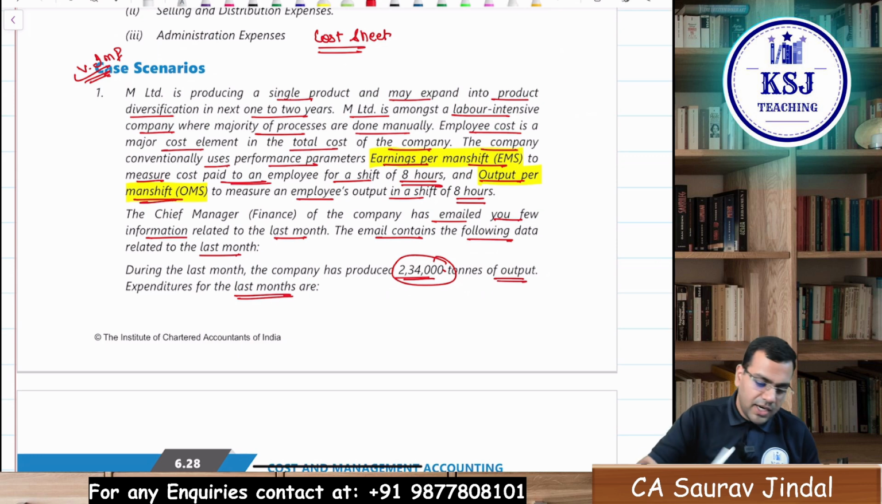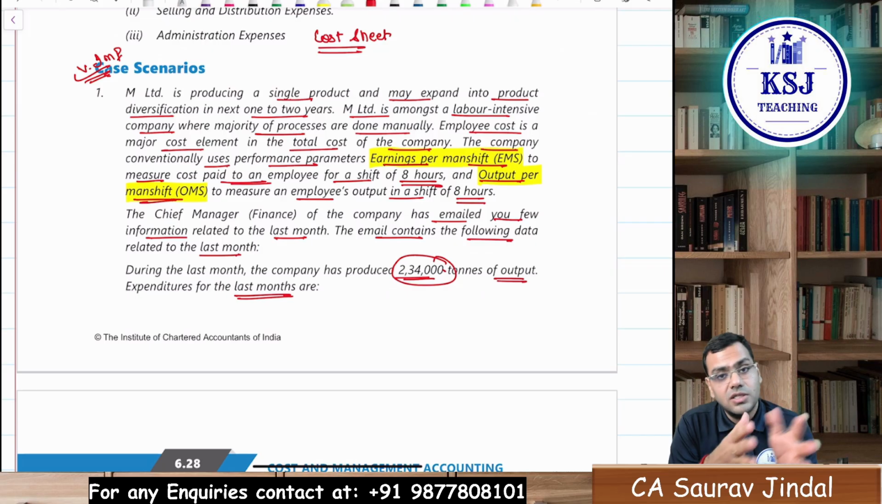So with this, we are done with the case study of the cost sheet, and we are done with the case studies of module 1 of cost accounting, because in cost accounting systems, there is no case study which is given in the module.